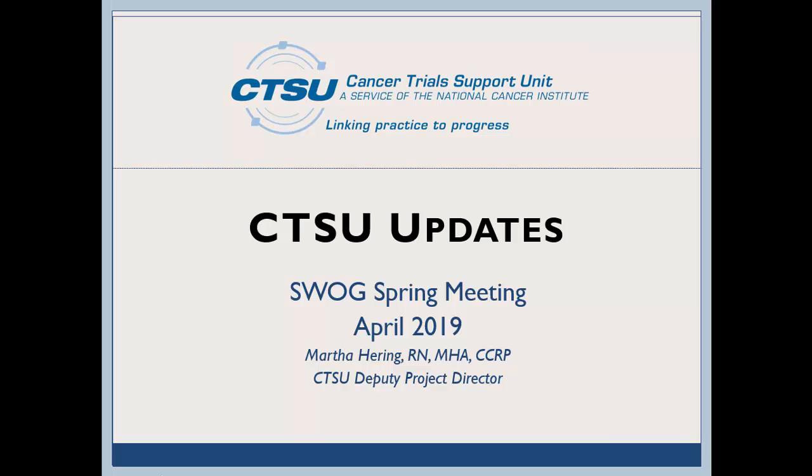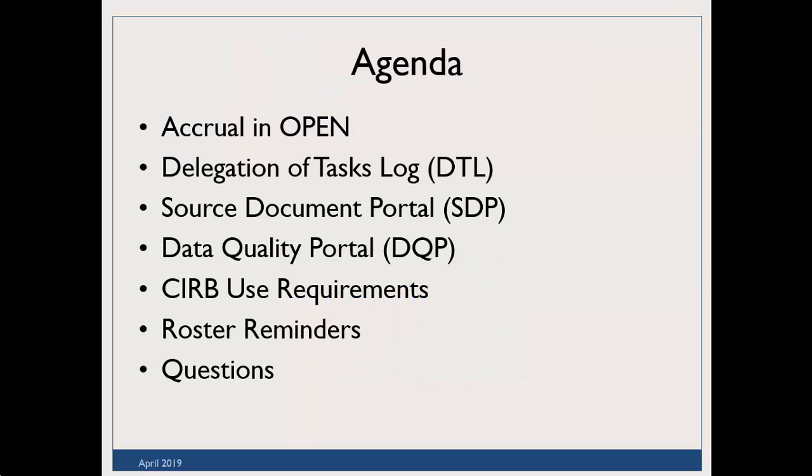It's a little different than what's on the agenda today, but I think it'll have a lot of good information for you. So our agenda today, we're going to go over the accrual updates in OPEN. We'll go over some new features to the delegation of task log and the source document portal. We'll have some reminders about the data quality portal, some reminders about CIRB use requirements, and some roster reminders.